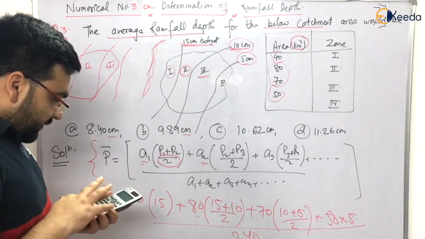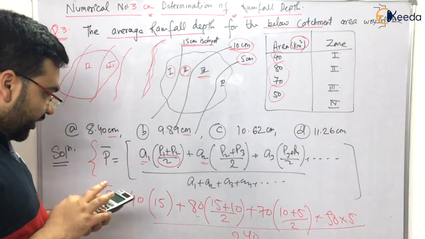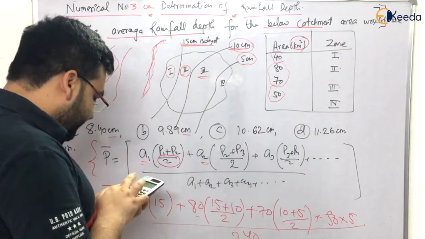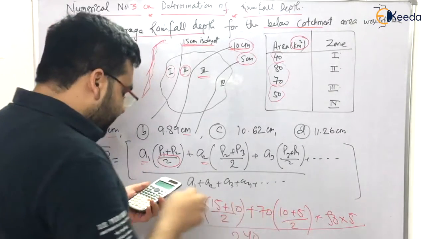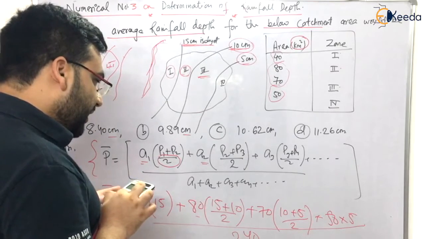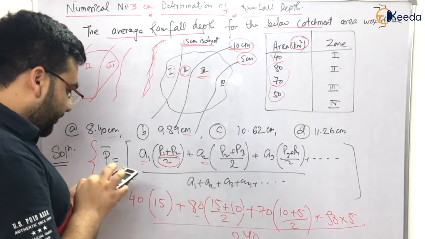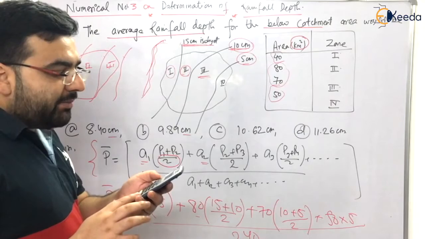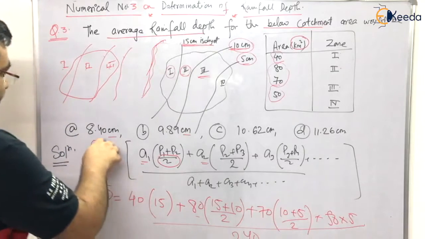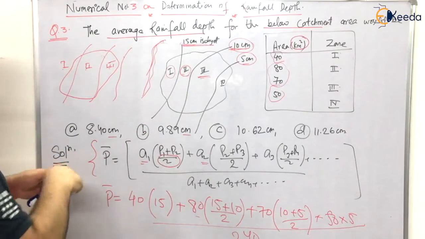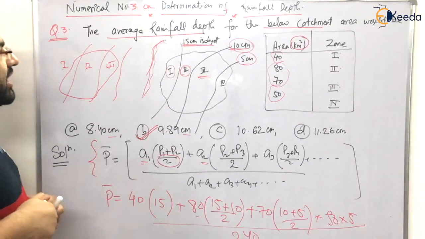Clear? So 40 into 15 plus we have 80 into 12.5, plus we have 70 into 7.5, plus 50 into 5. This much divided by 240. It comes out to be 9.895. I hope everybody is getting the same answer. 9.895, right? So which option is this? So B is the correct answer. Okay. I hope that you have understood numerical number 3 also, right?